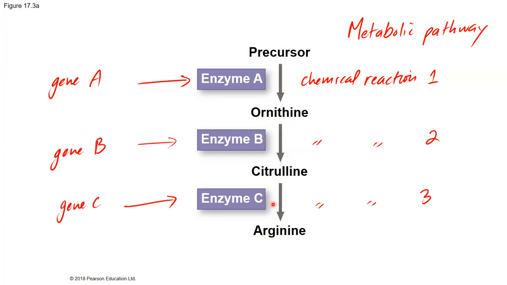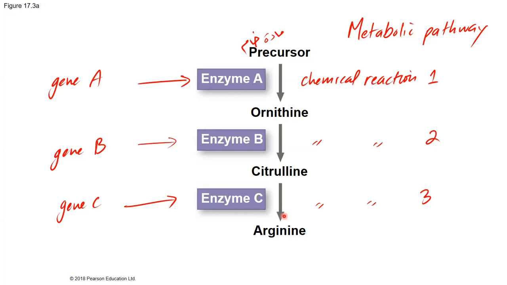So arginine is synthesized from a precursor. The precursor is converted into ornithine by enzyme A. Ornithine is converted into citrulline by enzyme B, and citrulline eventually is converted into arginine. So in Neurospora, these 3 genes at least, and their products, are important for the biosynthesis of arginine. Okay.